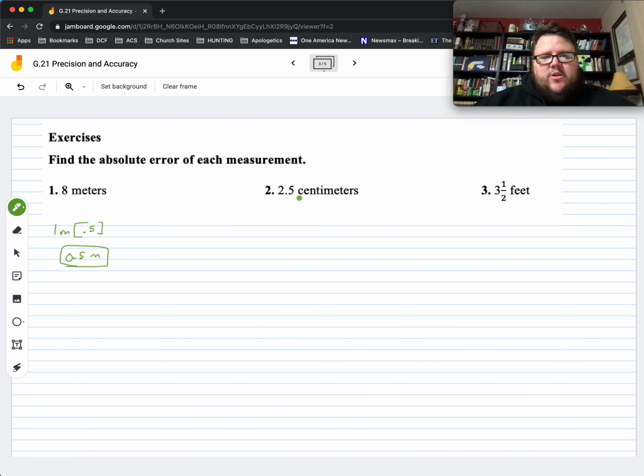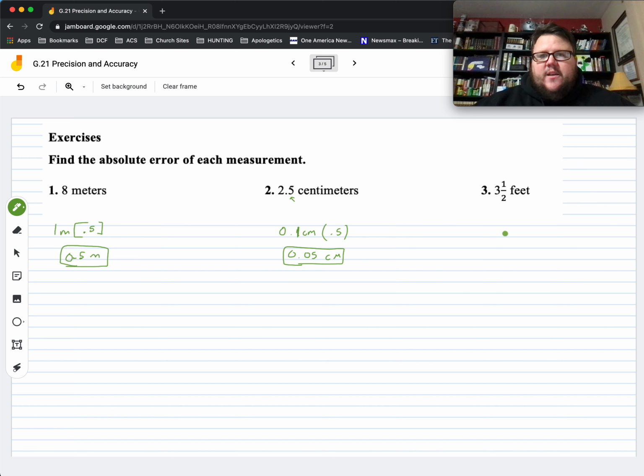So this one here, 2.5 centimeters, it means that we're rounding to the nearest 0.1 centimeter. So we would start with 0.1 centimeters, and we're going to multiply by 1/2, which I can put as 0.5 if I want, or just 1/2. And 0.1 times 1/2 is 0.05. And our unit is centimeters. So that is our absolute error for that one.